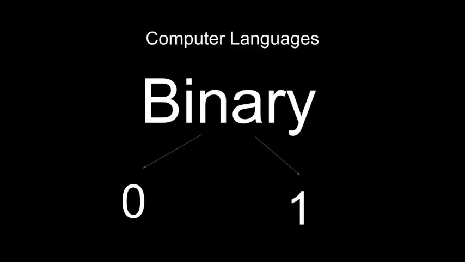But the issue is the computer is made of circuits. It's just a machine, so all it can understand is on and off. Either there is an electrical signal or there isn't. So it's all binary, zeros and ones.